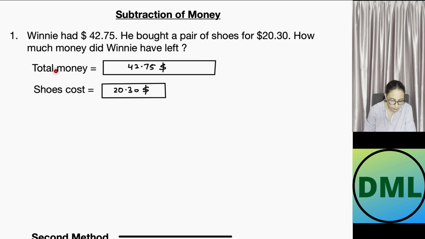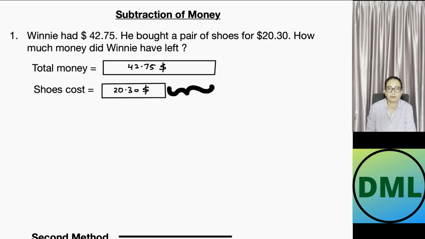We say that the total money is one box we have, and this one complete box is basically showing $42.75. He bought a pair of shoes. That means he spent that money. So the shoe cost is 20.30, which is lesser than this box. So I made a smaller box for this one showing $20.30. How much money did Weenie have left? The money that is left is this much. I need to calculate this money.